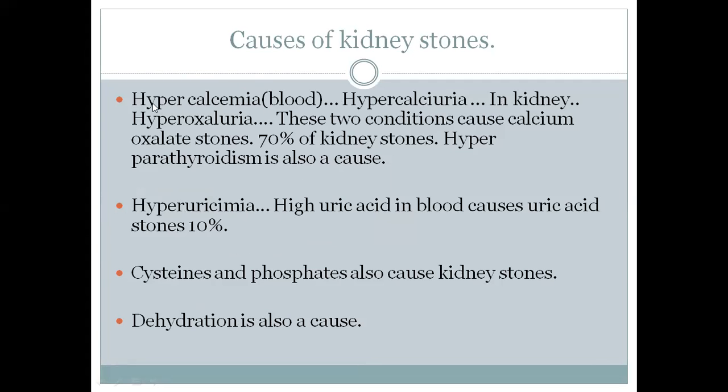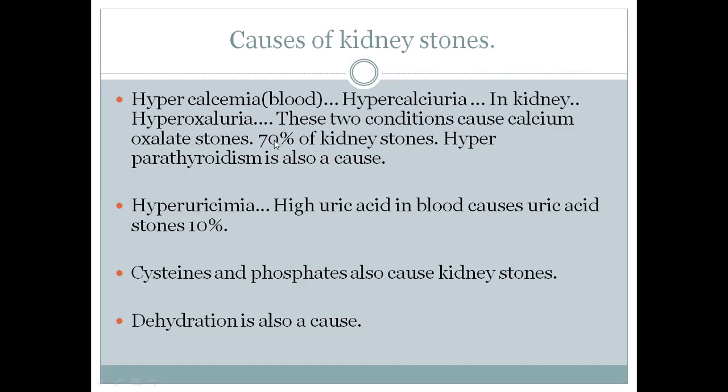Causes of kidney stone: hypercalcemia. Hyper means a large amount. Calcemia, calcium. Hypercalcemia is the condition when we have a high amount of calcium in the blood. Hypercalciuria, when we have a high amount of calcium in the kidney. Hyperoxaluria, when we have a high amount of oxalates in the kidney. Hypercalciuria plus hyperoxaluria are going to give rise to a condition in which calcium oxalate stones are produced.